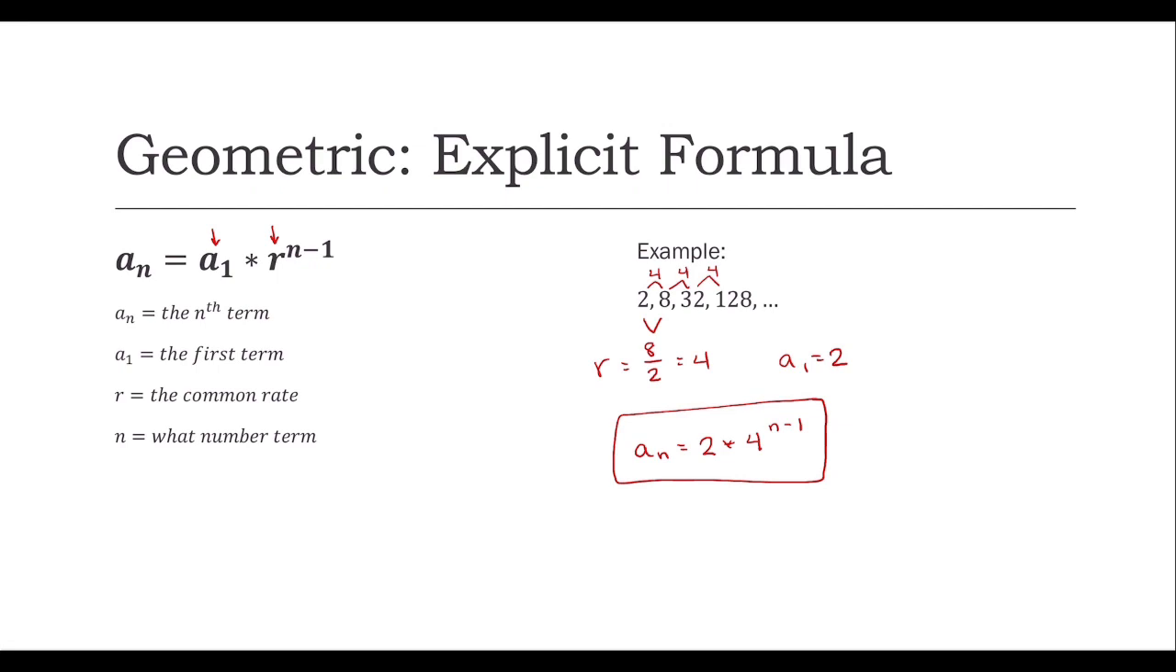So if we wanted to know the fourth term, for example, we'd say a sub 4 equals 2 times 4 to the 4 minus 1, which is 2 times 4 cubed. 4 cubed is 64, so we have 2 times 64, which is 128. And that is our fourth term up here.